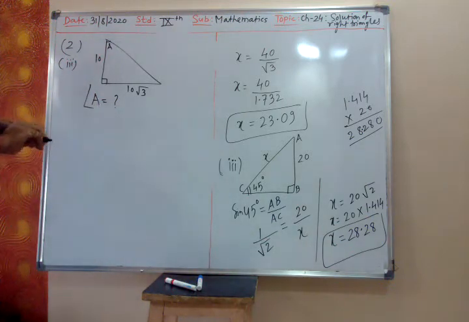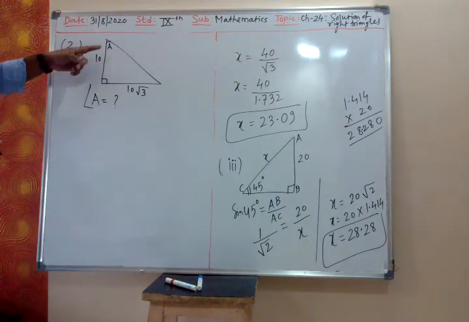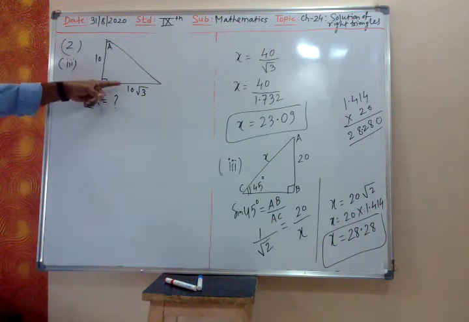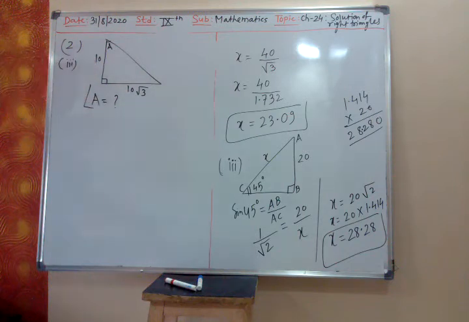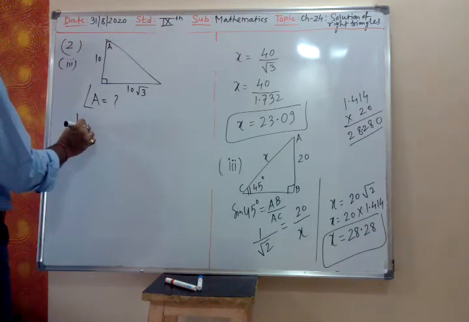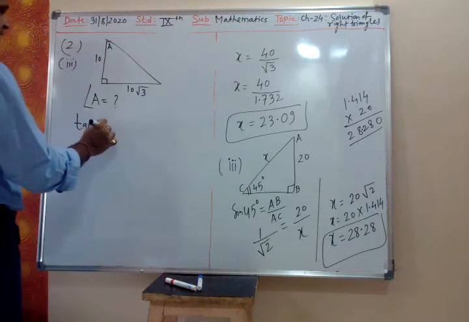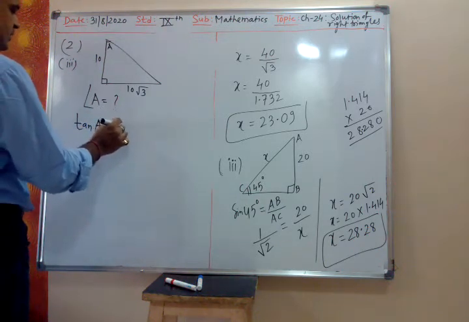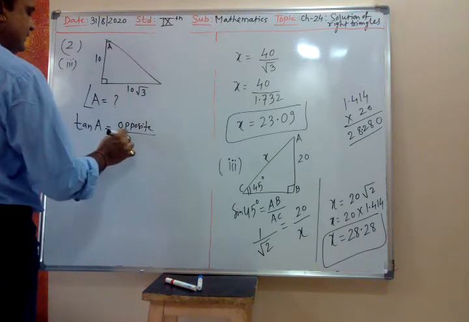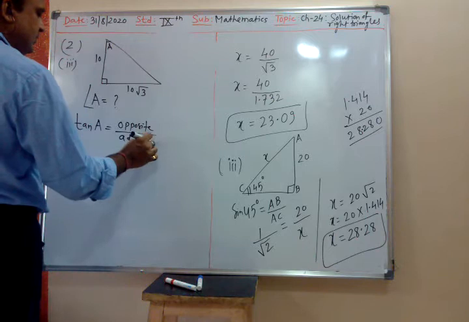So see here, my A is the reference angle. You have to see: opposite side is given, adjacent side is given. So in which ratio is there opposite and adjacent? Tan. So we consider tan A. Tan A is opposite upon adjacent.